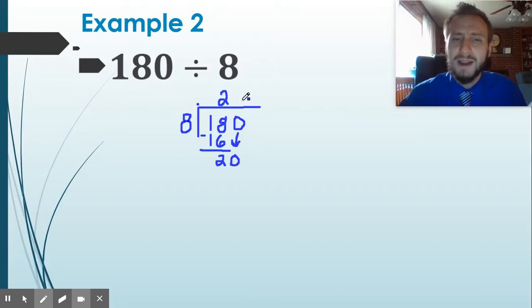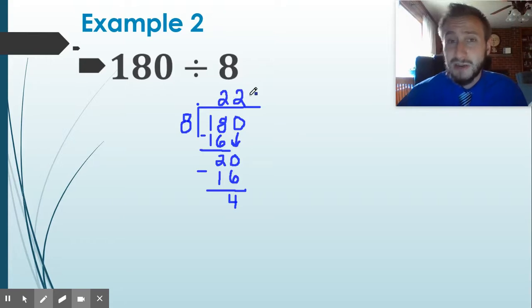8 times what gets me really close to 20? Well, again, that's just going to be 2. It's the closest I can get. 8 times 2, again, is 16. 20 minus 16 gives you 4. So that means our remainder is 4. So our answer is 22 with a remainder of 4. But again, we want to start moving away from just having a regular old remainder. We want to leave it as either a decimal or a fraction.